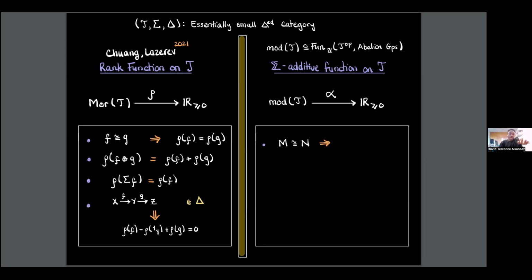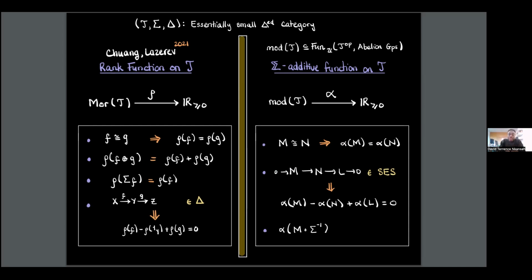Namely, it should be constant on isoclasses. That's totally fine. And it should be additive on short exact sequences. Namely, given a short exact sequence in this small mod T category, so it is an abelian category, the following equation holds. And last but not least, the sigma invariance is saying, well, I'm looking at functors going out of T. I can use sigma inverse to somehow go from T op to T op. And when I do this precomposition with sigma inverse, alpha should remain the same value on these two T-modules.